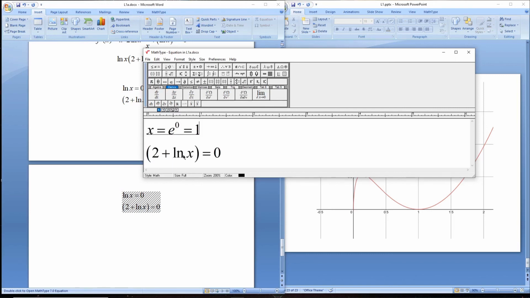And solving this next one then, we'll just move the 2 to the right side, make it minus 2. And then we'll raise both sides from e. And we have our answers.